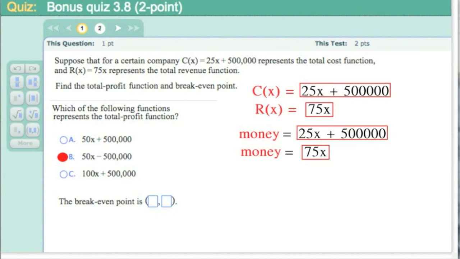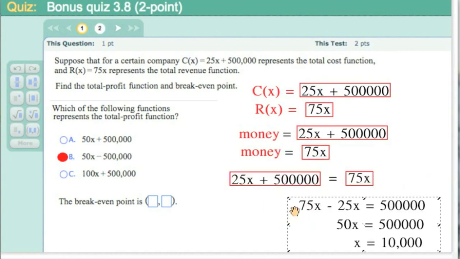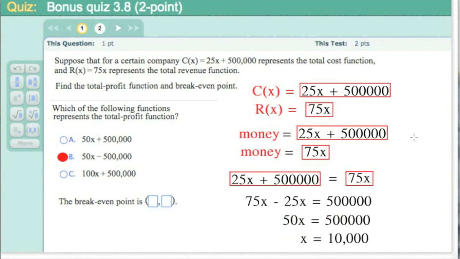All I need to do really is to solve this system. And so I'm just going to replace money down here by what it's equal to up here. Can we solve that? And we've done it many times. Solving for x, I get x is equal to 10,000. So that's the quantity of widgets you need to make for there to be no profit. You make one more, you're going to have a profit. You make one less, you're going to have a loss. So it's the break-even point.